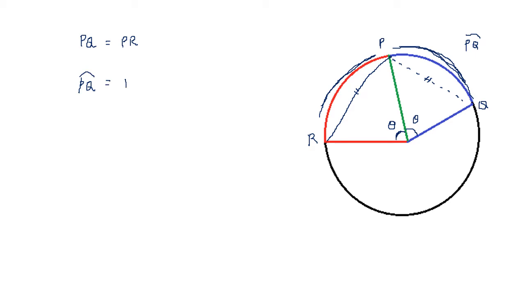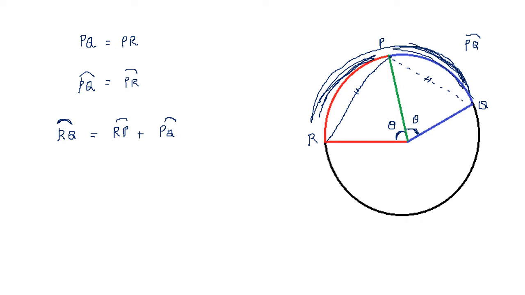Equal arcs will make equal angles at the center. So this angle and this angle are equal. Now look at the arc RQ. Arc RQ is from here till here. Now what you can see, arc RQ is the sum of RP plus PQ. So the arc RQ is RP plus PQ.